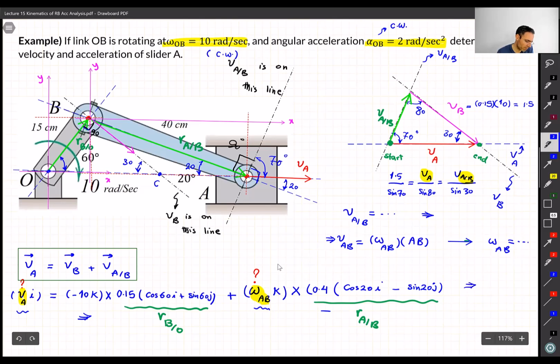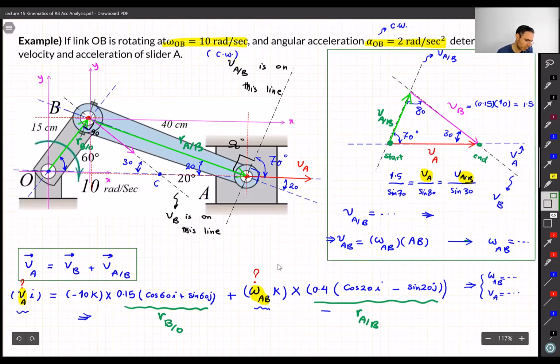From this method, after you do the calculation correctly, you missed the parenthesis, bracket here. So after this, you should be able to find omega AB and also VA. And with the method above, you should also get the same value. So this is method 2 then. Okay, so this is method 2. All right, now it's clean and better, so you can follow it later.